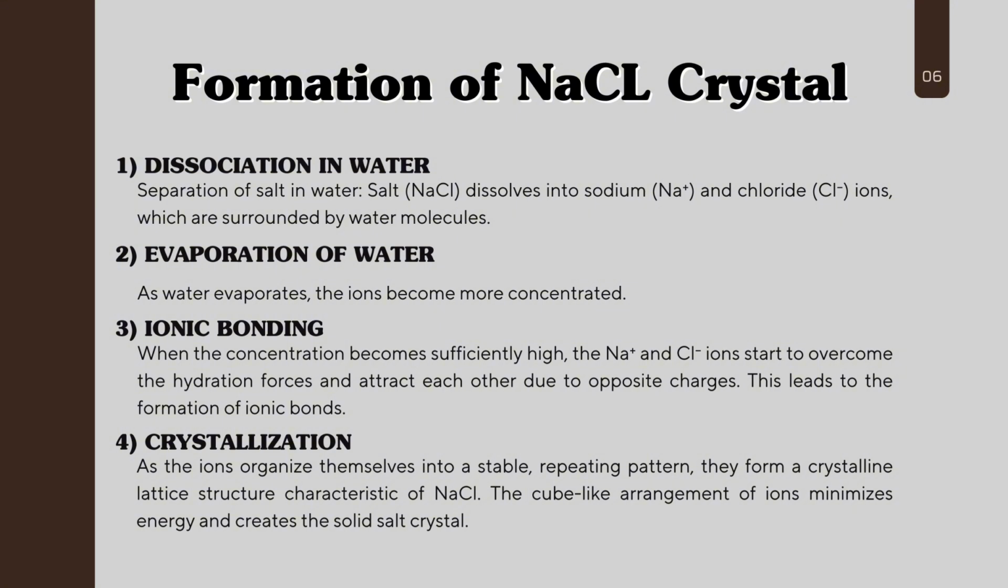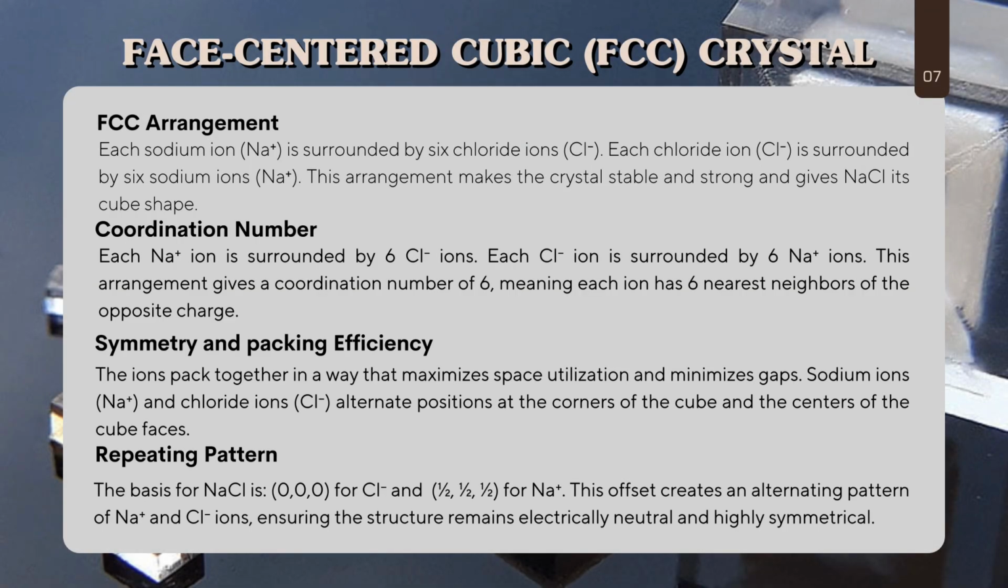The third step in sodium chloride crystal formation is ionic bonding. The ionic bonds are very strong, formed by Na+ and Cl-, which are attracted to each other because of their opposite charges. Ions start to arrange themselves into a repeating structure. Lastly, the sodium and chloride ions arrange themselves into a repeating cube-like pattern called a crystal lattice. The NaCl crystal structure is known as a face-centered cubic arrangement.